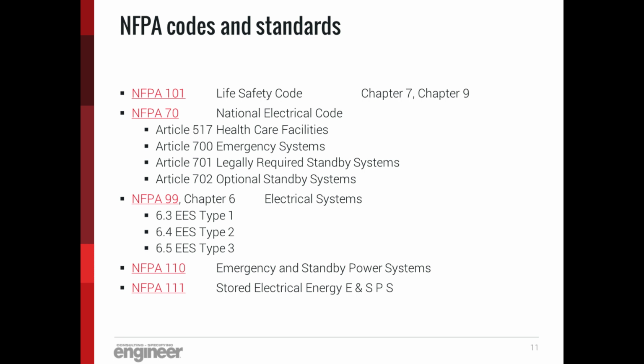Within NFPA 99, we have the essential electrical system type 1, 2, and 3. Type 1 is the more stringent. It's the one that applies to such things as systems that feed life safety and other types of equipment whose failure could cause severe injury to patients or staff. NFPA 110 is the standard on emergency and standby power systems. NFPA 111 is the stored electrical energy emergency and standby power system standard.